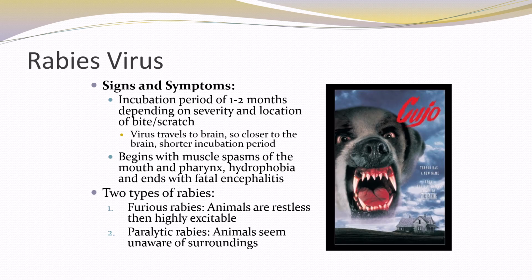So again, we can kind of identify furious rabies: think of Cujo. Paralytic rabies, think of a raccoon during the daytime that's just wandering around, maybe walking across a street, but zigzagging in a way. They look really lost. I would define that as being a lost animal. They just have no idea what's going on around them.